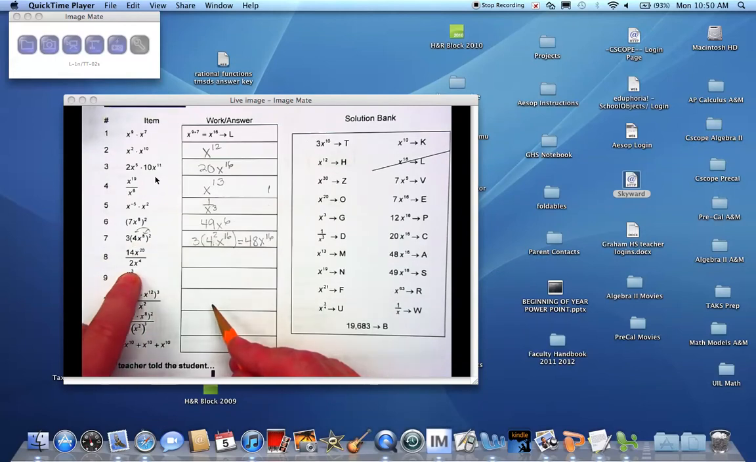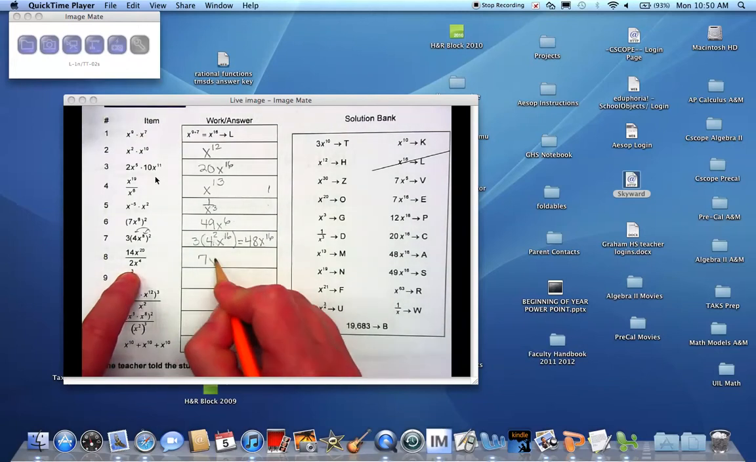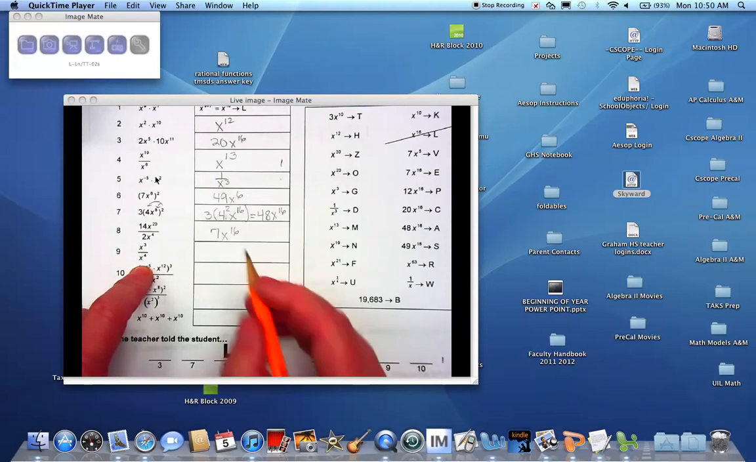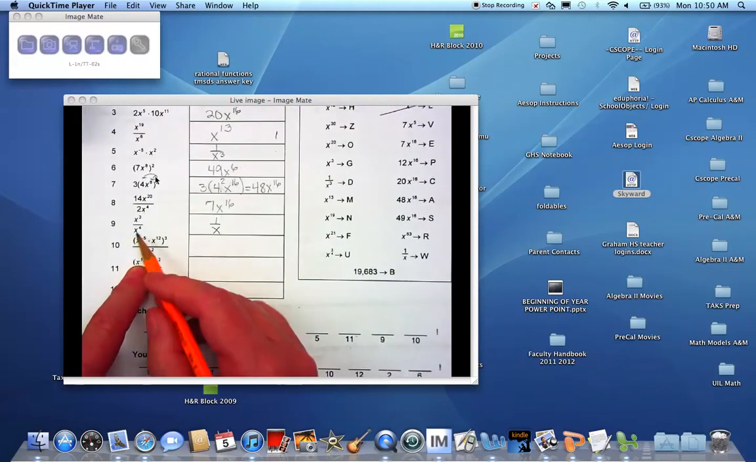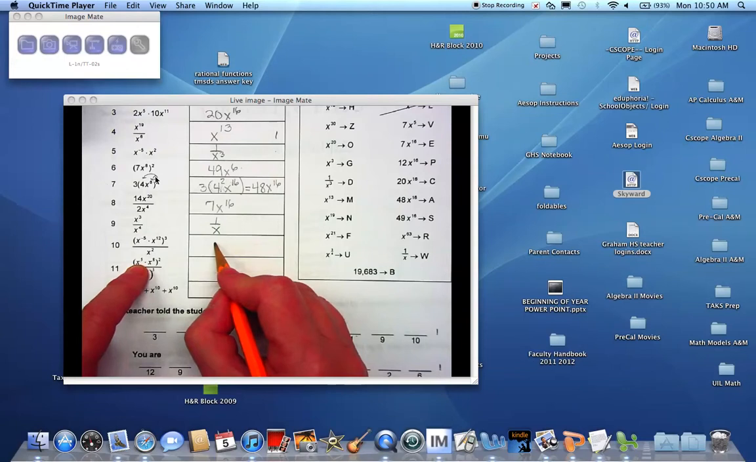Okay, how about number 8, Trevor? 7x to the 16th. Good, 7x to the 16th. Travis, number 9. 1 over x. Good, 1 over x, because you got an x left on the bottom. Kayla, number 10. X to the 19. X to the what? 19.